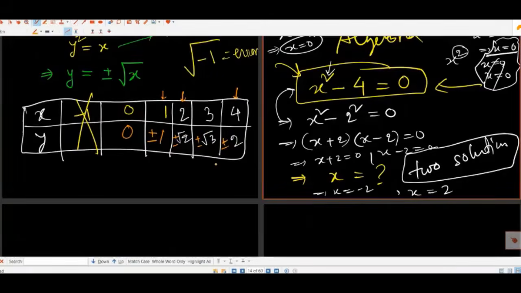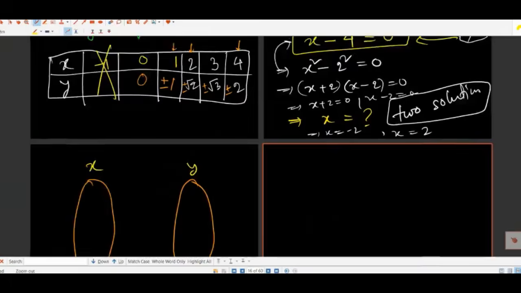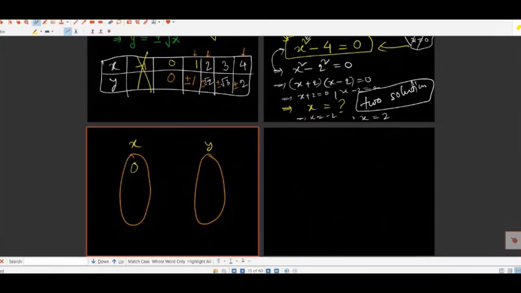If we try to make this diagram, then it is easily visible. We have x, y. We have taken x as 0, 1, 2, 3, and 4. For 0, we have found 0. How many solutions have we found? One. Yes, sir, 1.